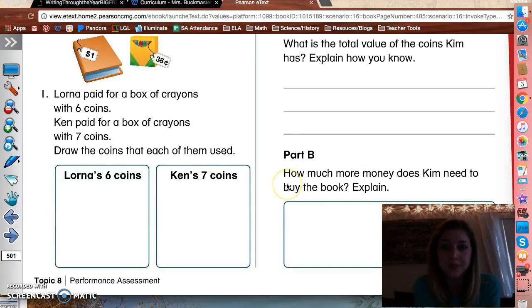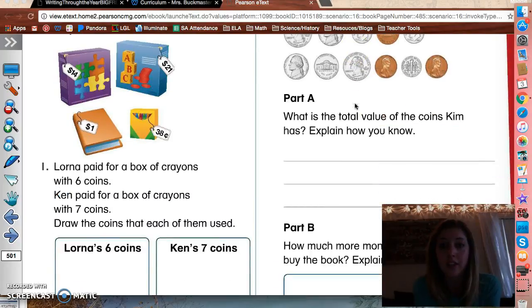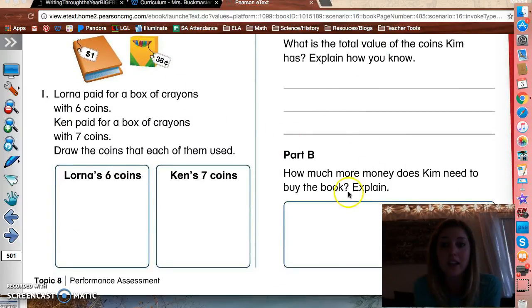Part B. How much more money does Kim need to buy the book? Explain. So once you figure out the total here, you got to figure out how much the book is and then tell how much more money Kim needs to buy the book and explain. Make sure you're paying attention to all parts of the question. You can pause and work on parts A and B.